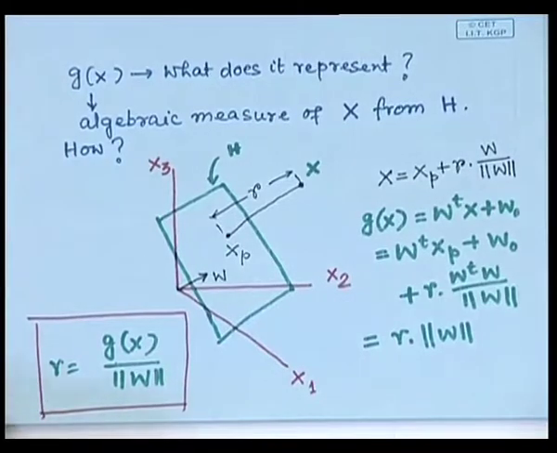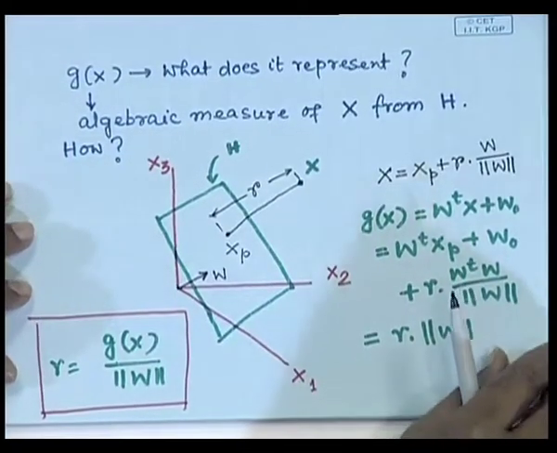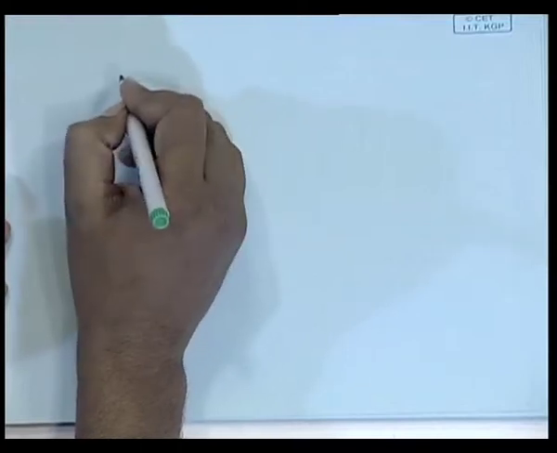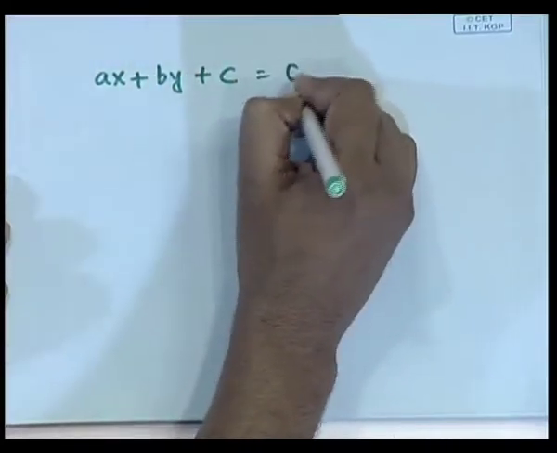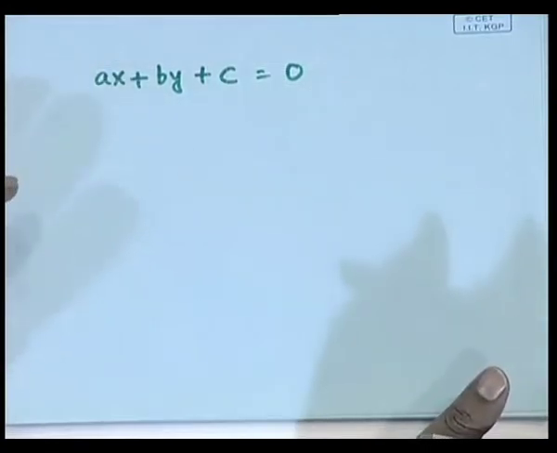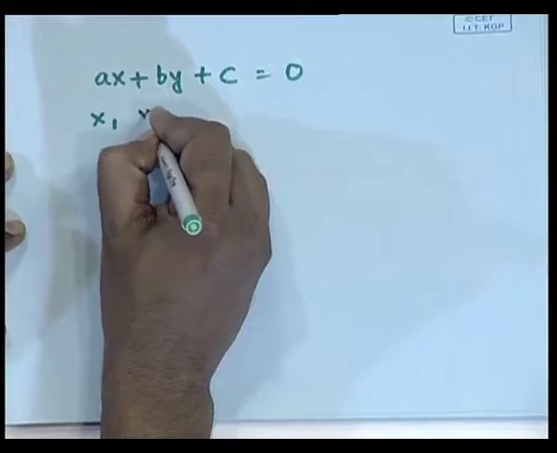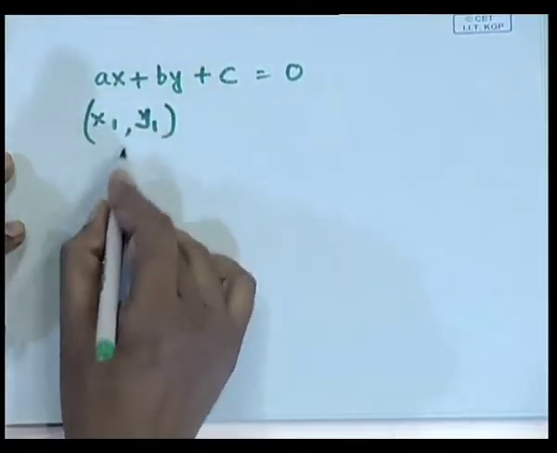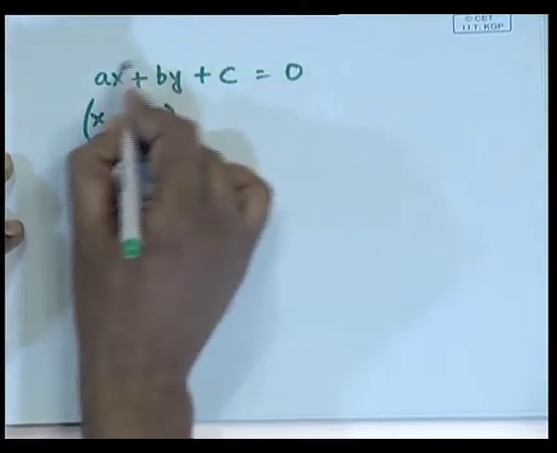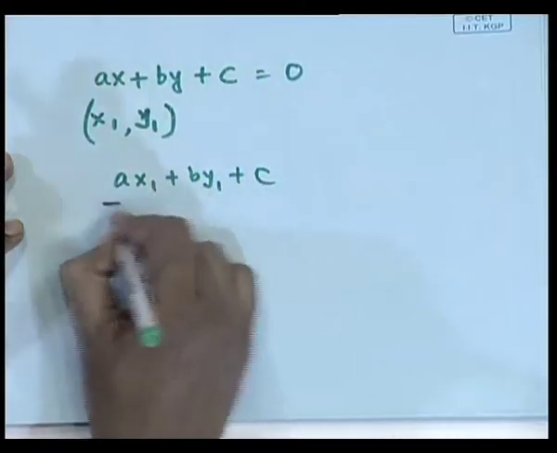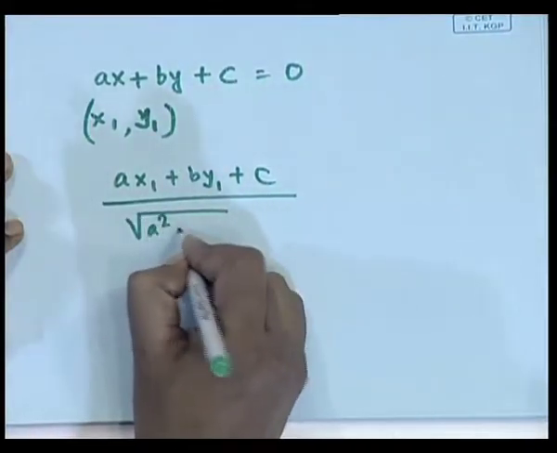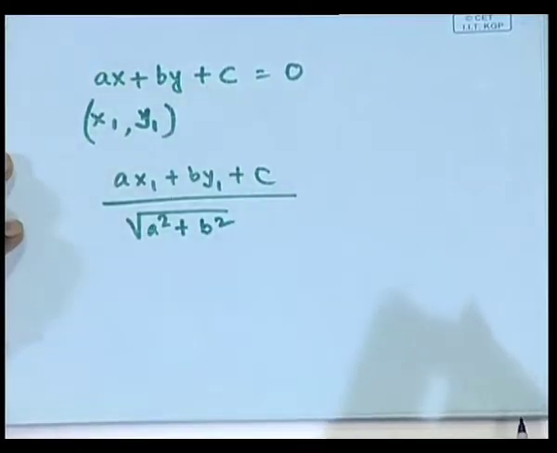This is an expression which is nothing new. This is what you have already done in your school level mathematics. In coordinate geometry, if I have the equation of a straight line given as a x plus b y plus c is equal to 0, and given a point x 1 y 1, the distance of the point x 1 y 1 from this straight line is a x 1 plus b y 1 plus c upon the square root of a square plus b square.